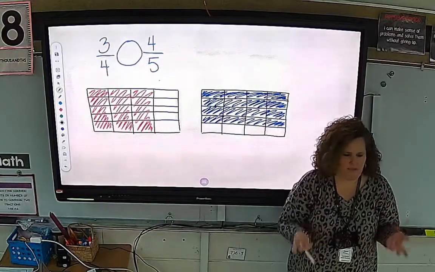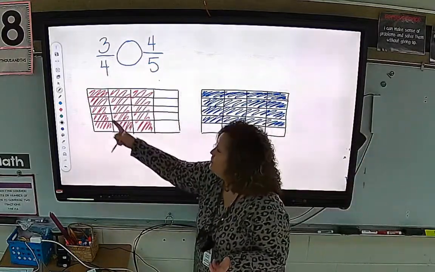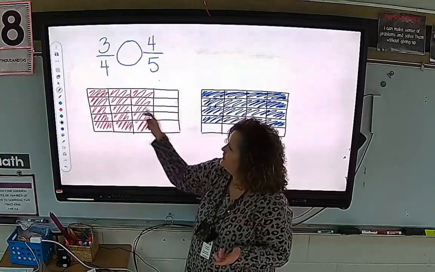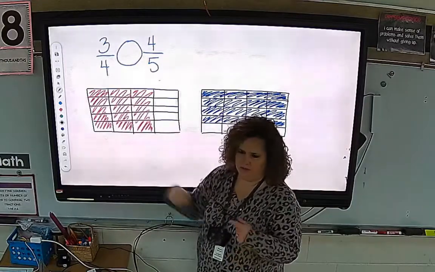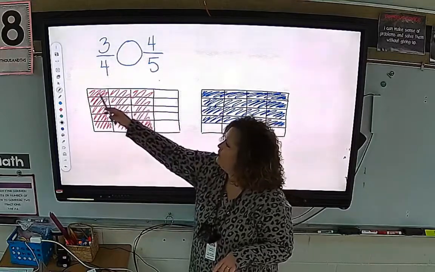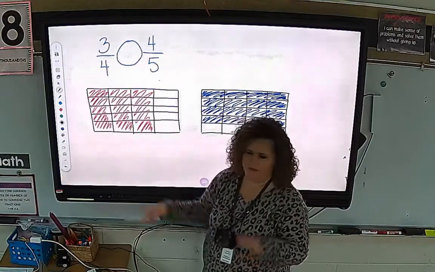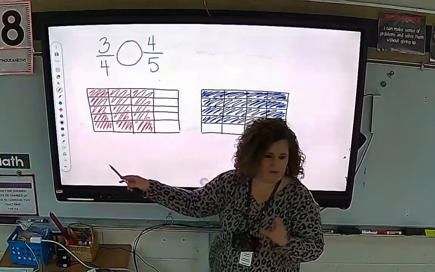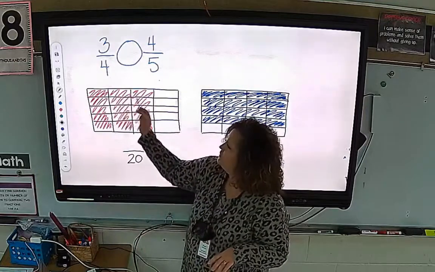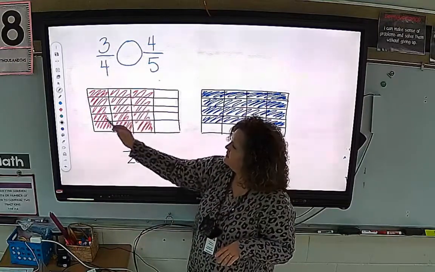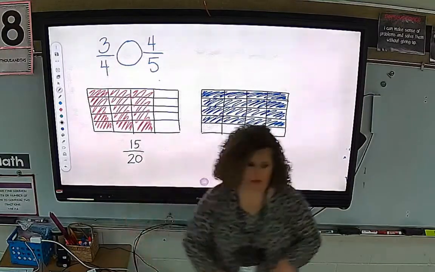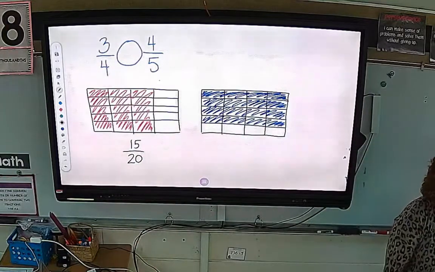Now, let's see what we have. How many total pieces do we have here now? Did y'all know that y'all could count this way and count this way along the edges and then multiply those and you have the total number? So we've got 1, 2, 3, 4. 1, 2, 3, 4, 5. What is 4 times 5? 20. So that's my denominator. And how many are shaded? 1, 2, 3, 4, 5, 6, 7, 8, 9, 10, 11, 12, 13, 14, 15. So we have a new fraction and it's rather large, but we have a brand new fraction.